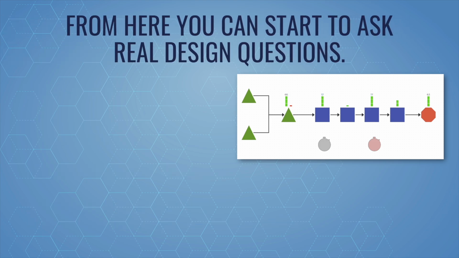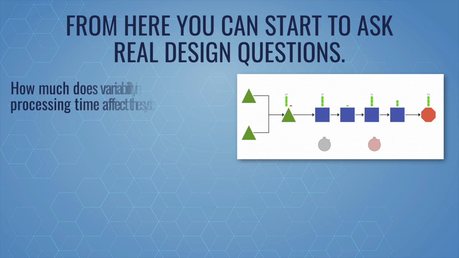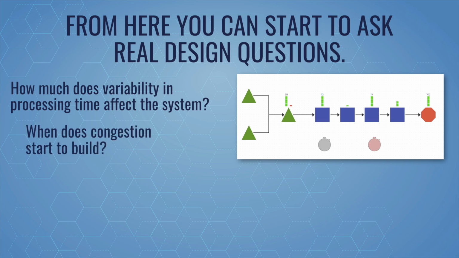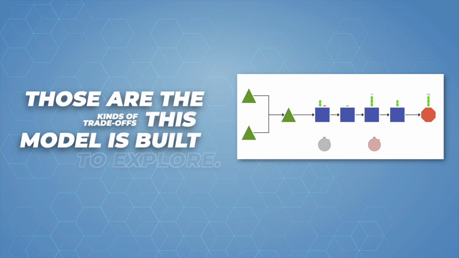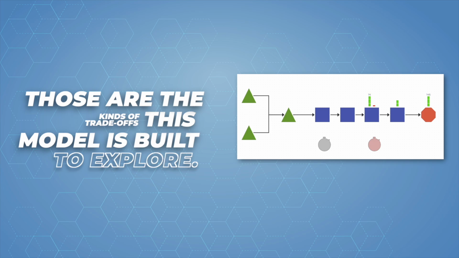From here, you can start to ask real design questions. How much does variability in processing time affect the system? When does congestion start to build? Does improving individual processing time meaningfully improve overall flow? Those are the kinds of trade-offs this model is built to explore.